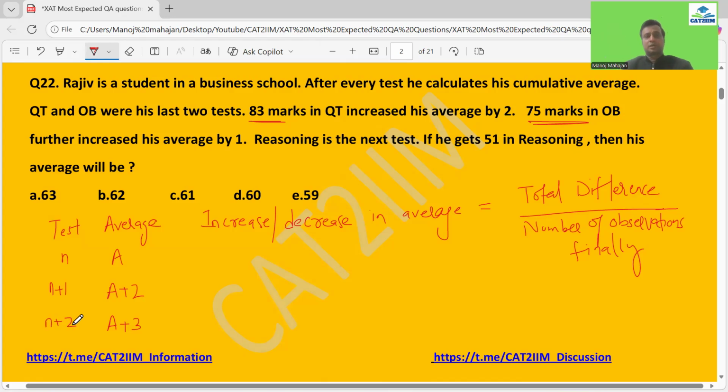The question is now that if the next test is of reasoning and Rajiv scores 51, what will be the current average? Let's apply this trick here. What is the increase or decrease in the average in the first scenario? That is 2.